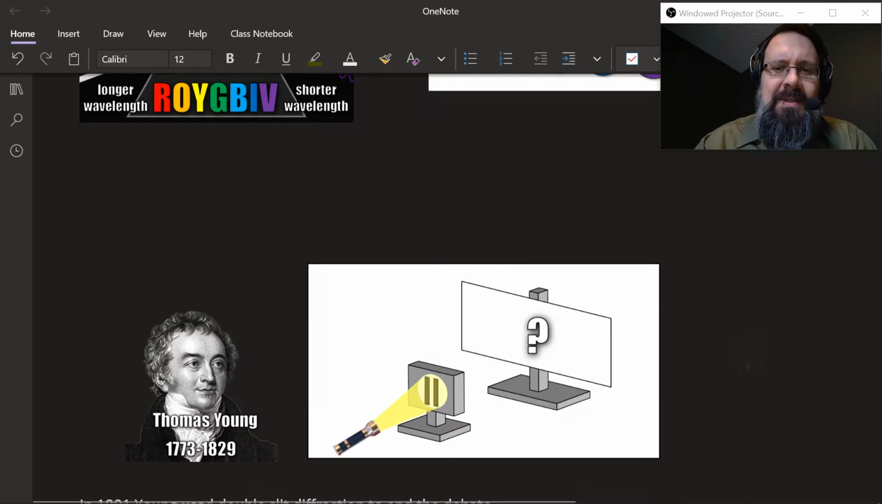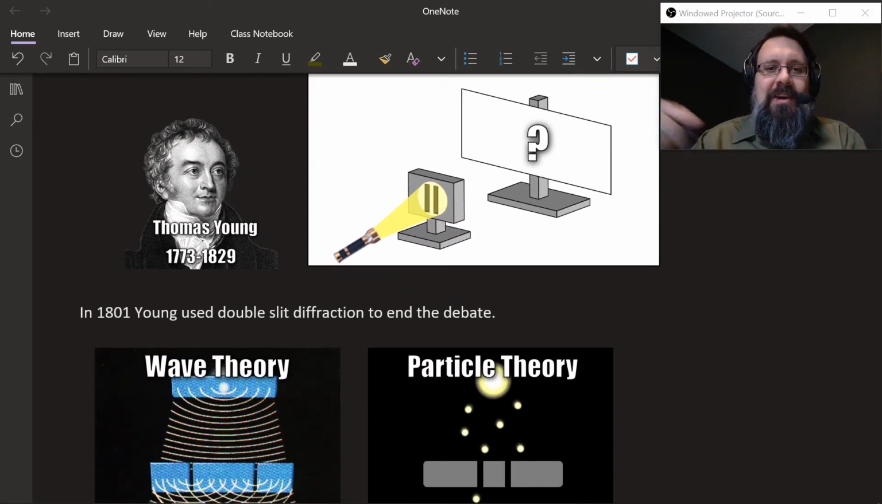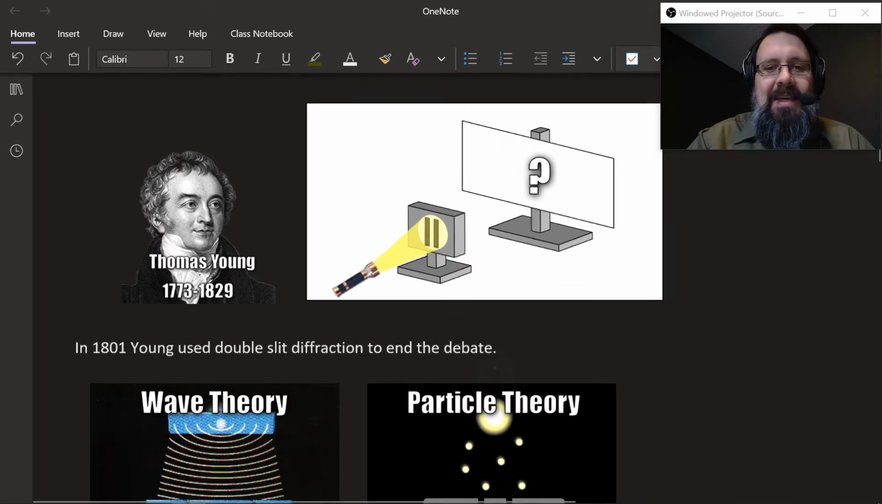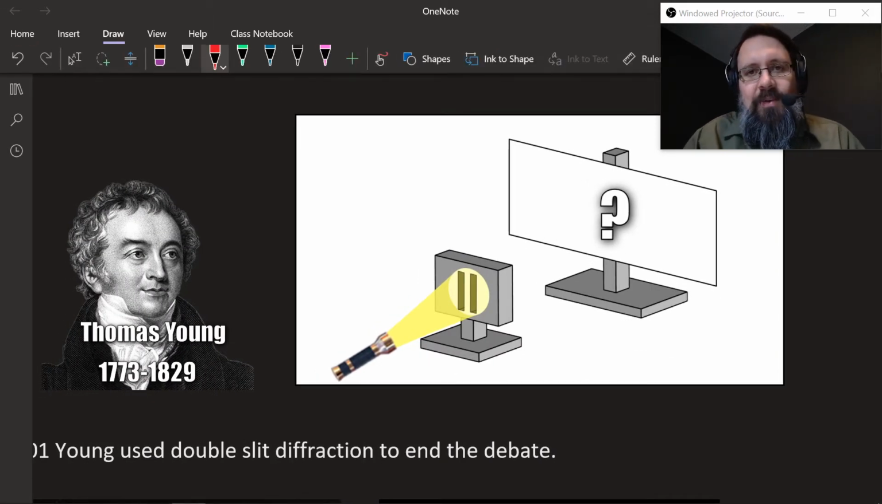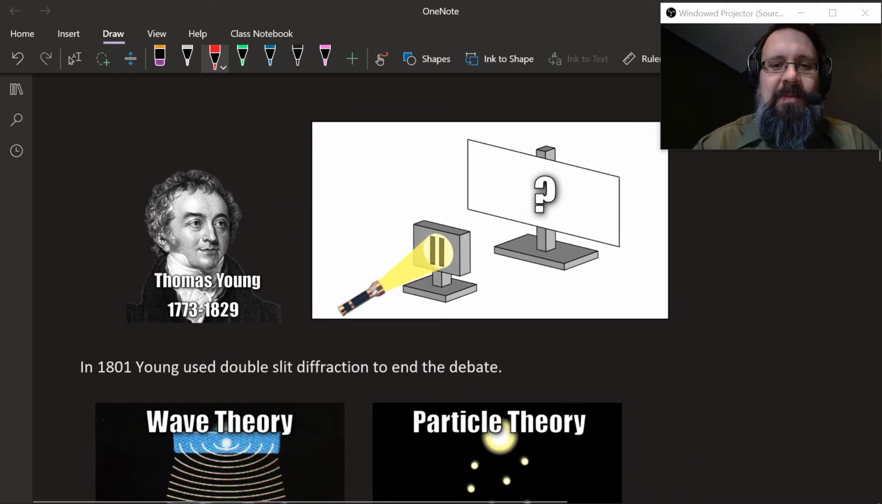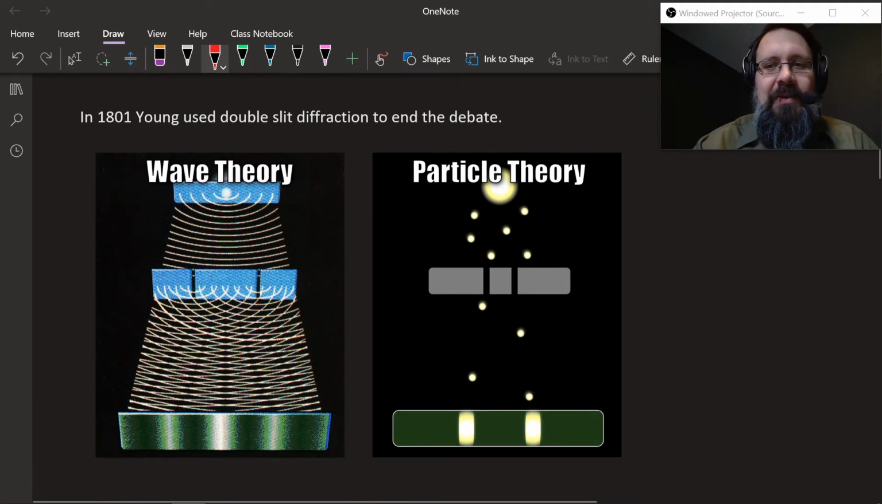The evidence wasn't found until about 100 years later. In 1801, this dude, Thomas Young, who's a British physicist, came up with the double slit experiment. So the basic idea is you shine light at two slits and you look to see what pattern you're going to see on the screen. And so this is a really elegant, awesome way to decide whether light is a particle or a wave. It's a really cool experiment. It's famous in physics.